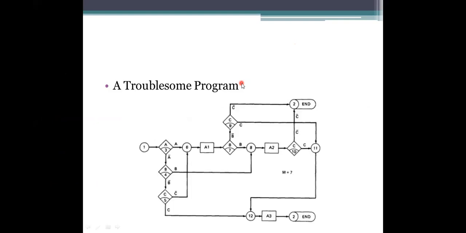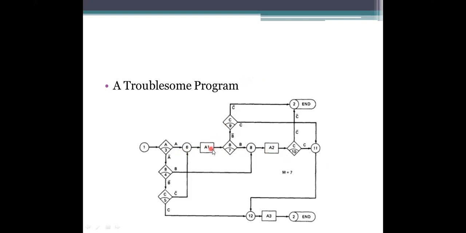And coming to the troublesome program. What is a troublesome program here is, if this program execution is correct only, there is no problem while we are executing. But here, what it is doing is, it is allowing to execute the actions of A, B, C, that is false values, to be executed by the action 1 and action 2.